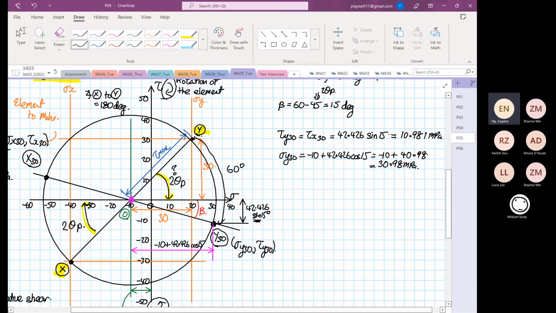And let me do it. 42.426 cos 15, 40.98. Okay, so now we also can find normal stress X30, which is equal to minus 10 now minus 40.98. So then minus 50.98.